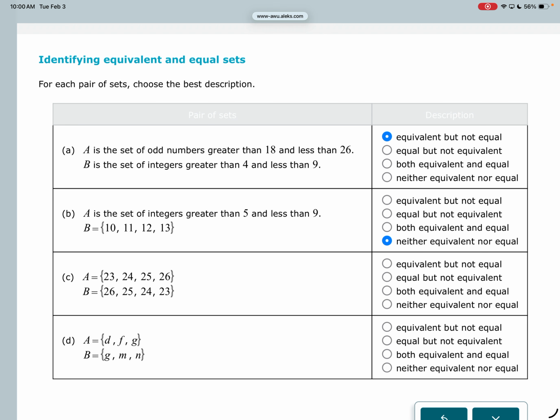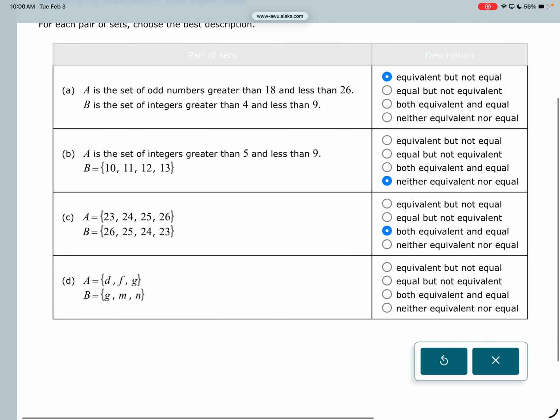Part C looks the same to me, doesn't it? 23, 24, 25, 26. So this is both equivalent and equal. If they're equal, they're going to be equivalent because to be equal, they have to have the same amount in there. And then tell me what D is.